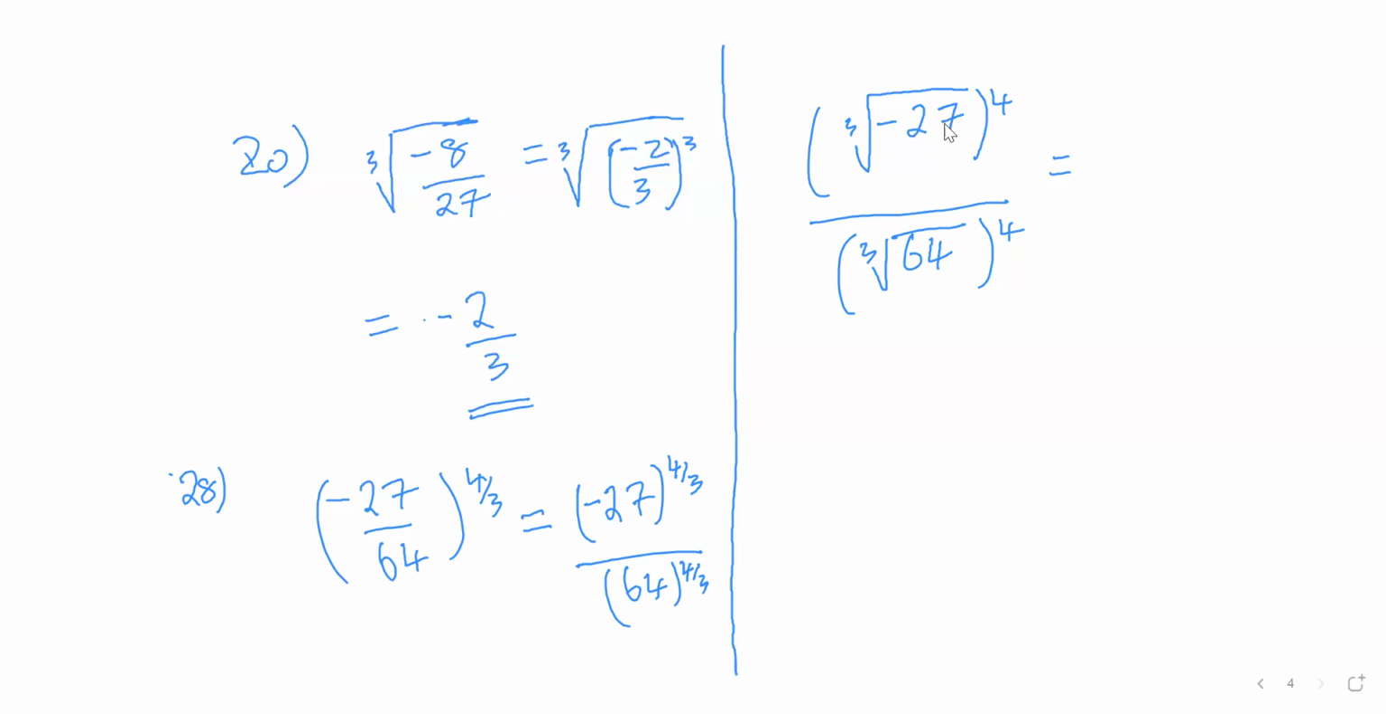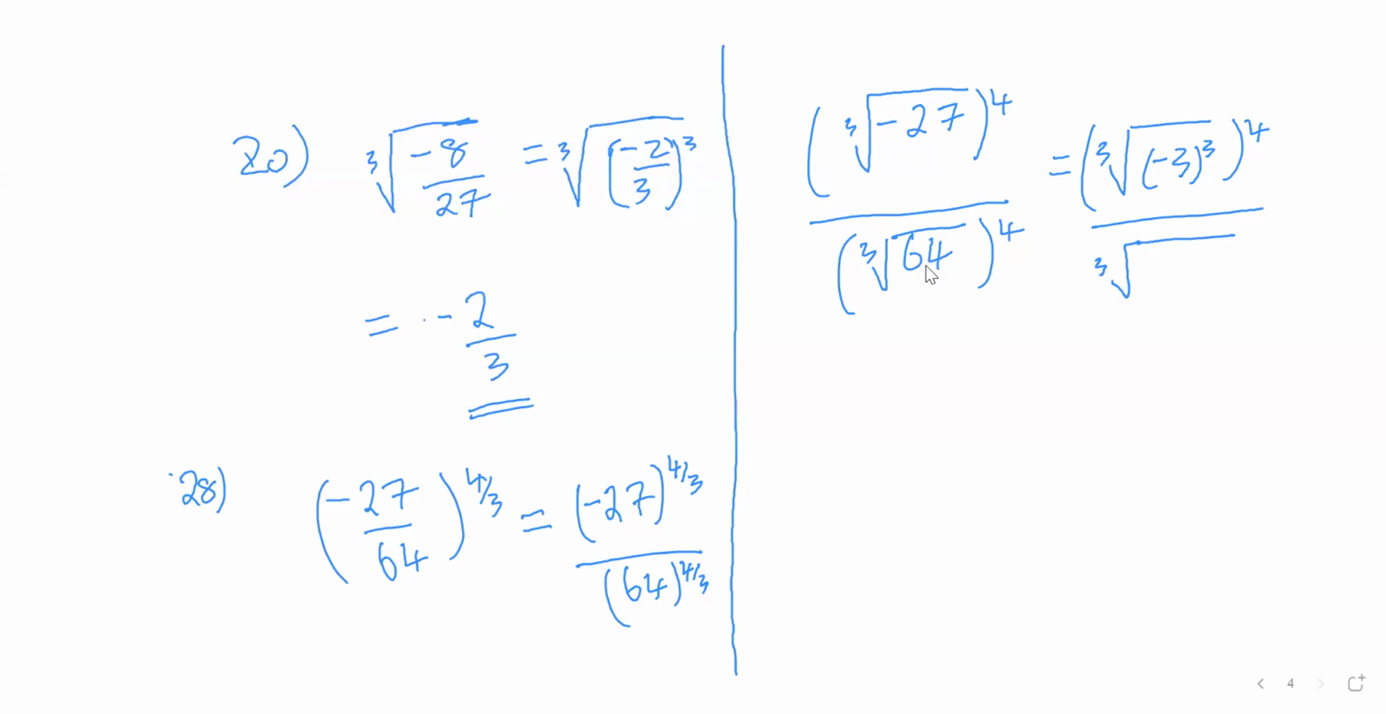So I know that 27 is 3 cubed. So negative 27 will therefore be negative 3 cubed. So this whole expression becomes the cube root of negative 3 cubed, all to the power 4, divided by the cube root of 64, which is 4 cubed. As I said, you can get this by just looking for the cube root of 64 in your calculator.